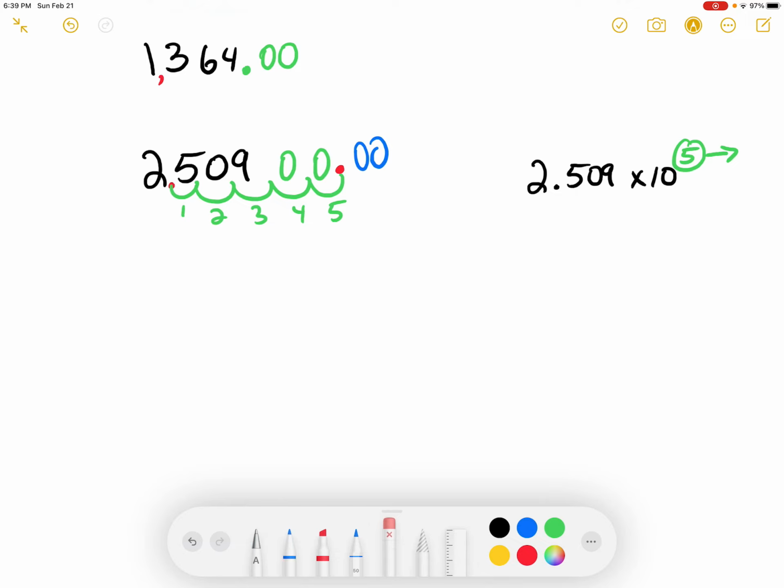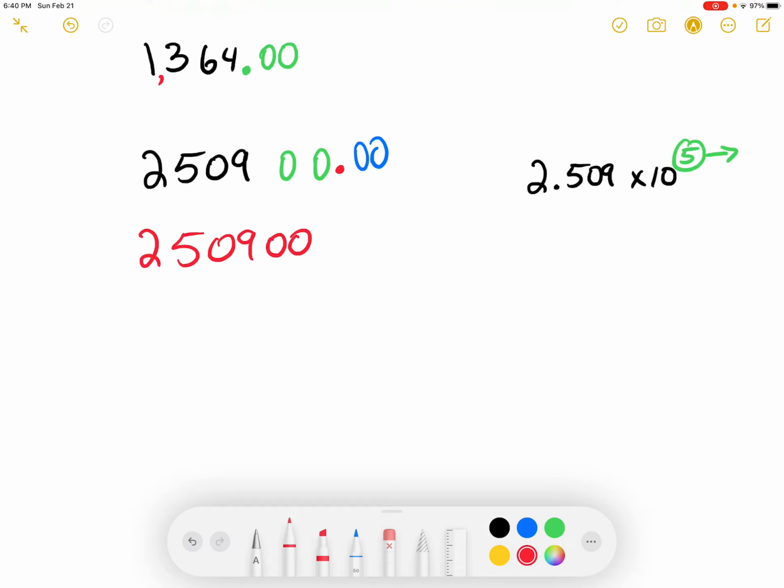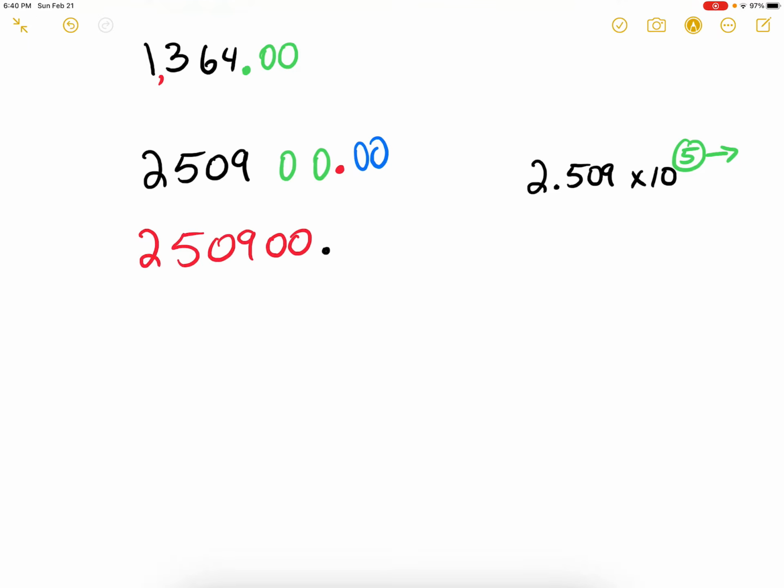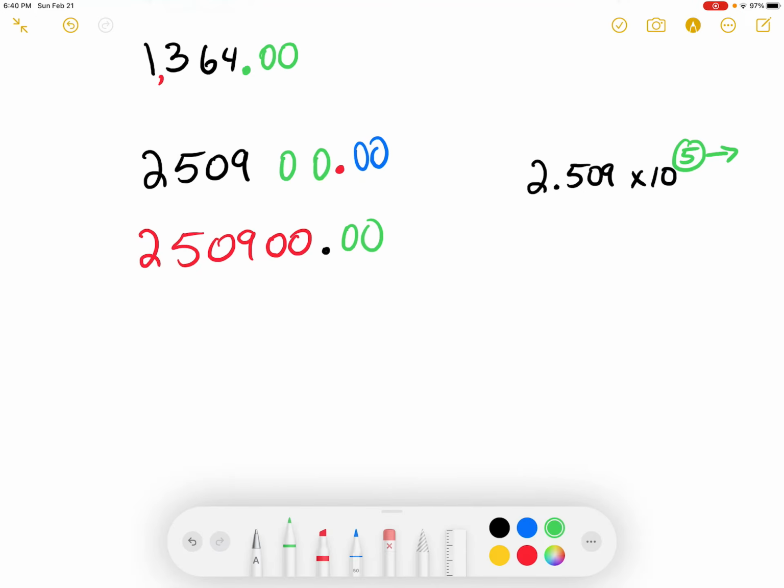Now let's clean this up a bit. Erase that original decimal. Leave the new decimal. Rewrite the number. The new number is 250900.00. Put my commas where they're supposed to be, and there it is, 250,900.